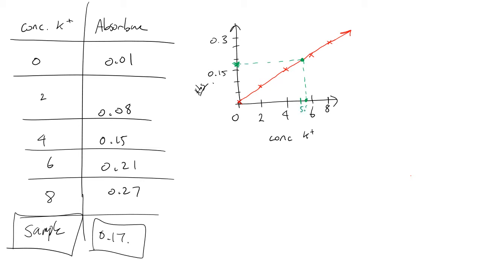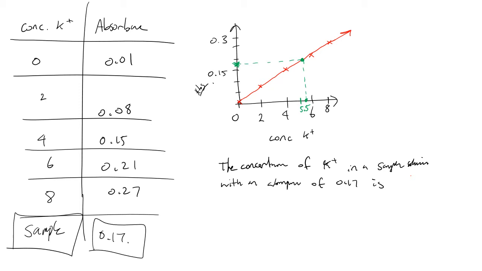So we put that 5.5, and now we can write the concentration of potassium ions in a sample solution. Sorry about my handwriting. In a sample solution with an absorbance of 0.17 is 5.5 milligrams per liter. Okay. Now, another way of solving this type of question is by using your calculator.